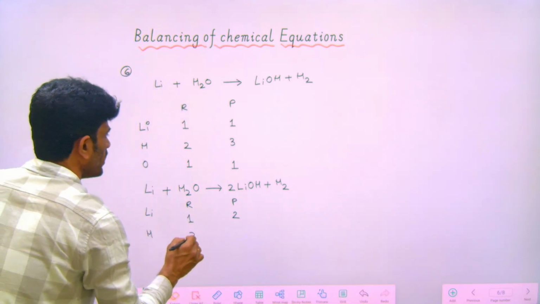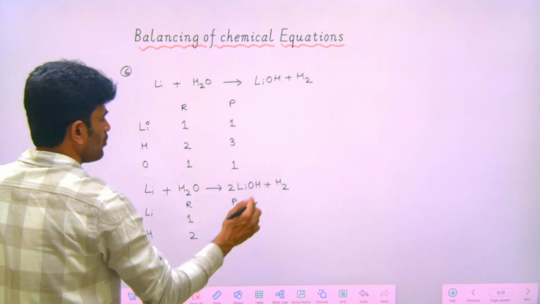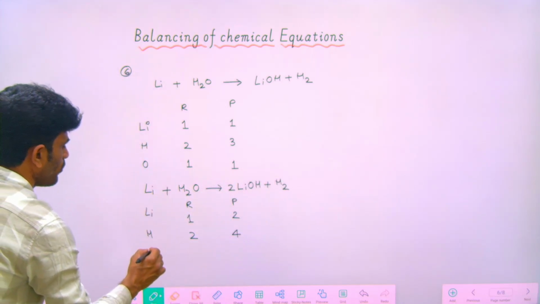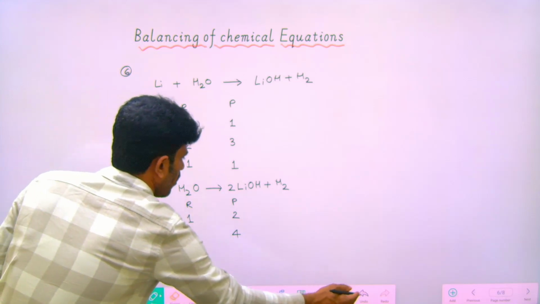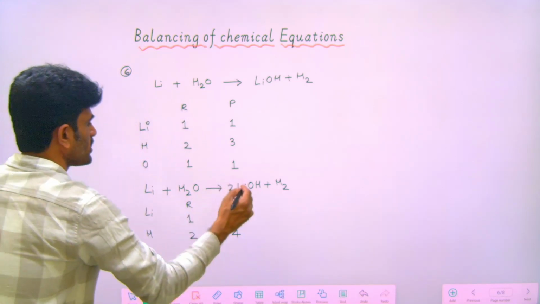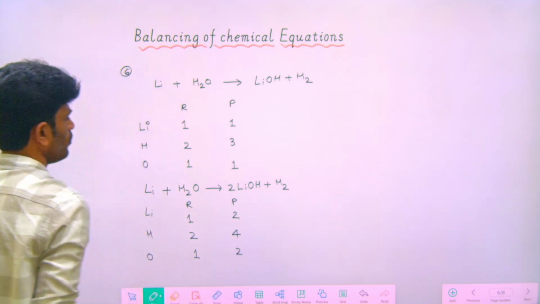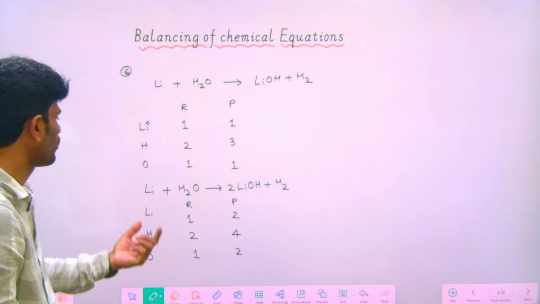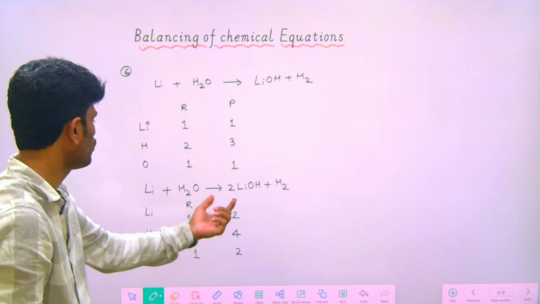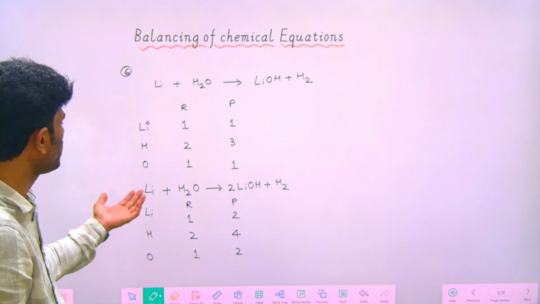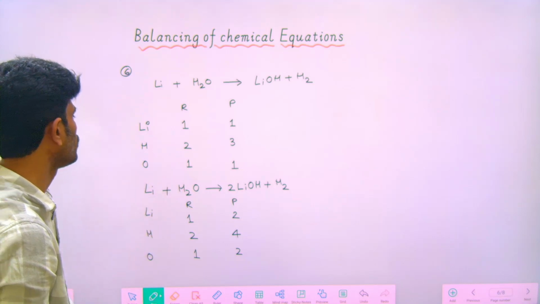Hydrogens, we have two here, but on that side 2 plus 2, 4. Oxygen here we have only one. Oxygens, how many do we have on the reactant side? Only one. Product side, 2. Now we want two lithiums and 4 hydrogens. See, exactly 2 times we have here, and exactly 2 times here. So it's better to multiply these two by 2 so that it will be balanced.